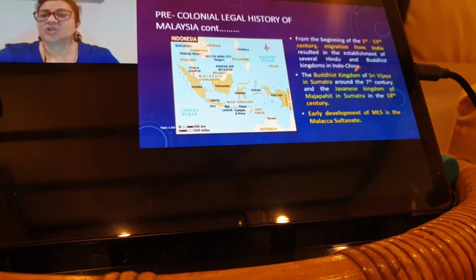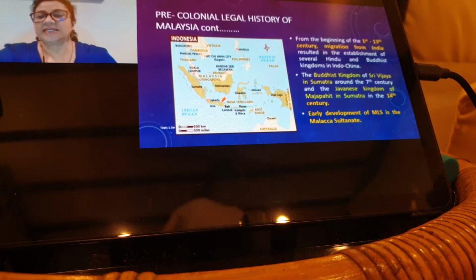So you find there was a lot of migration around this area, which is Indochina, all these places. So there was a Buddhist kingdom in Sumatra of Sriwijaya, and you have Java at the bottom here. There was a Javanese kingdom of Majapahit, in this area here.